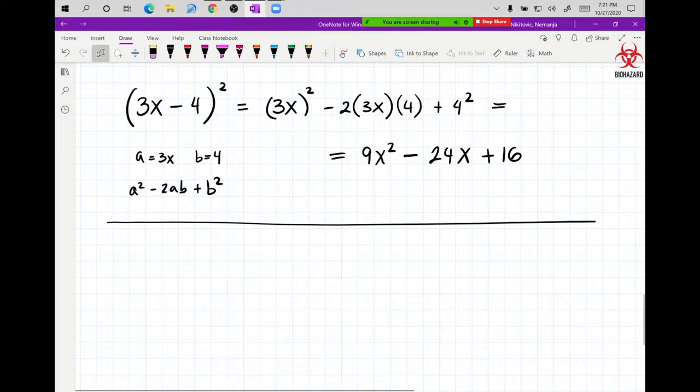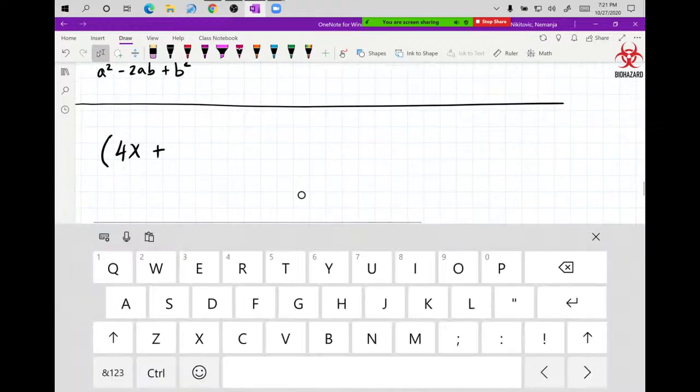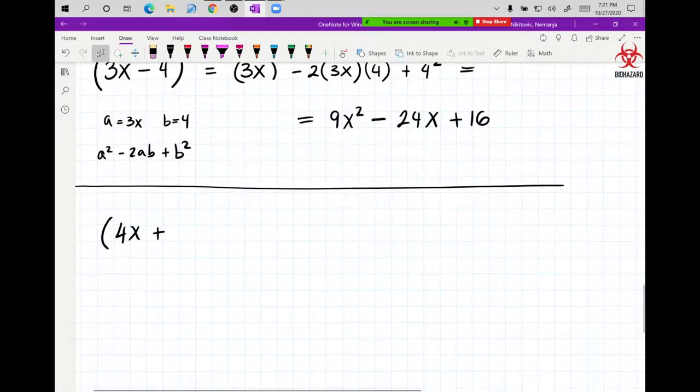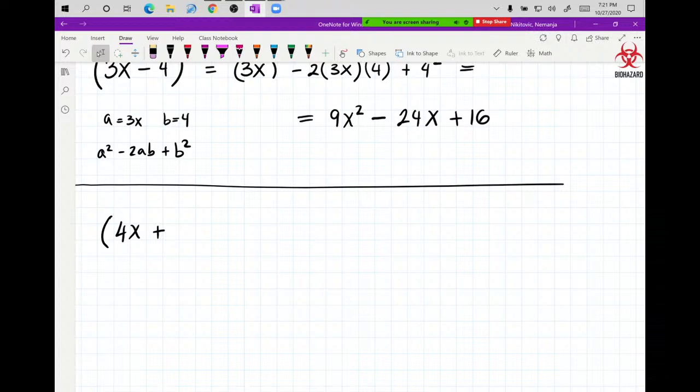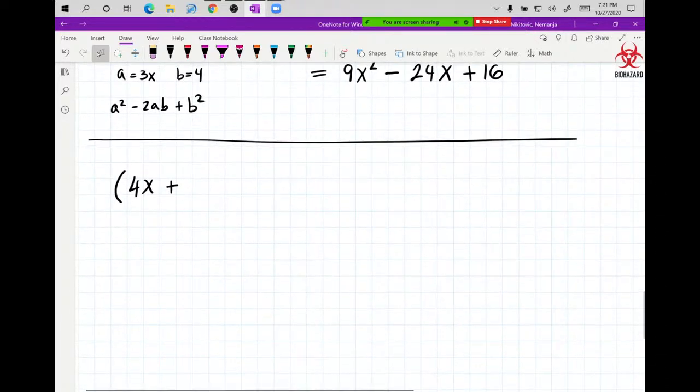So let's do one more example and call it a day. 4x plus 2ab, everything squared. Okay, there we go. Tablet, we okay? I guess we are.